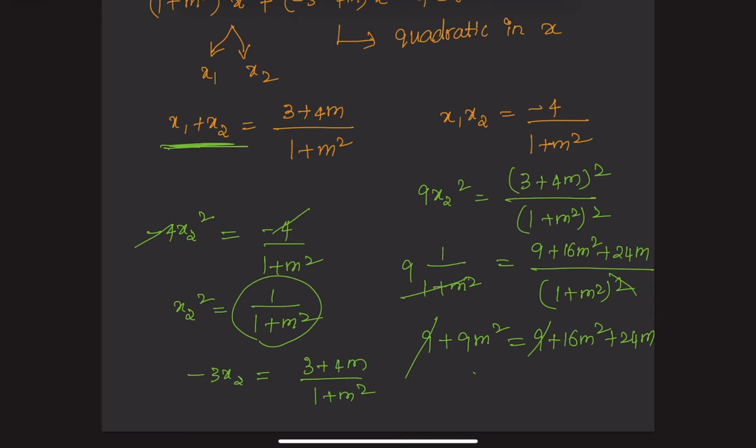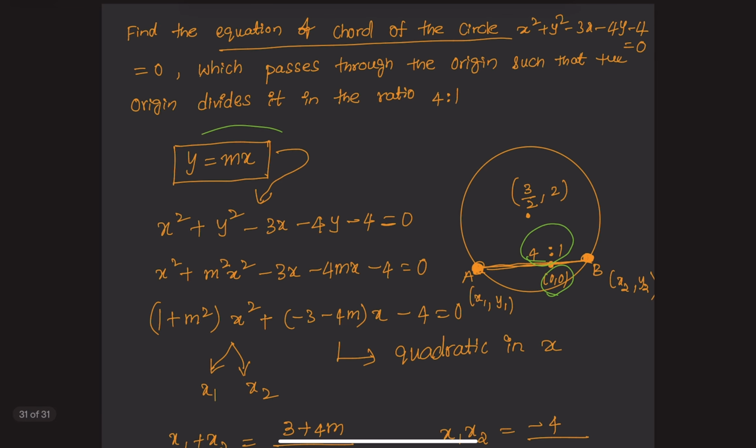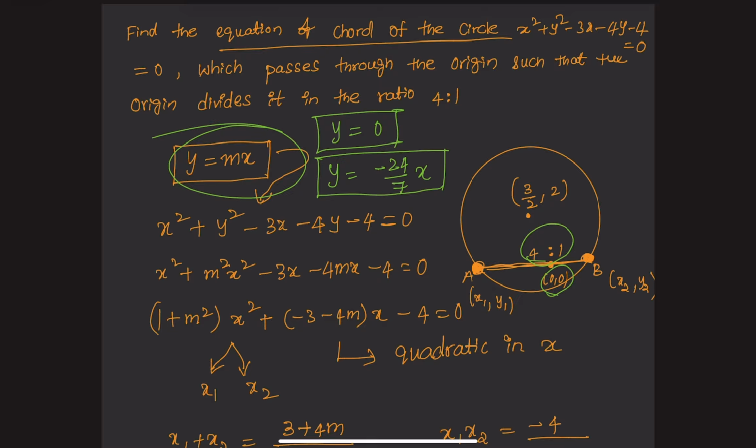So this will be 7m square plus 24m is equal to 0. So therefore m is equal to 0 or m is equal to minus 24 upon 7. Therefore your chord equation will be y is equal to 0, which is your x-axis, or y is equal to minus 24 upon 7 x. So these are the two possible chord equations that you can have with the given information. Alright, so that is the solution for this question. I hope you guys have understood.